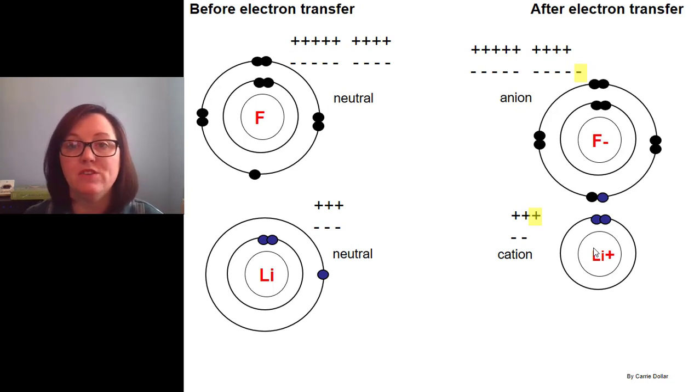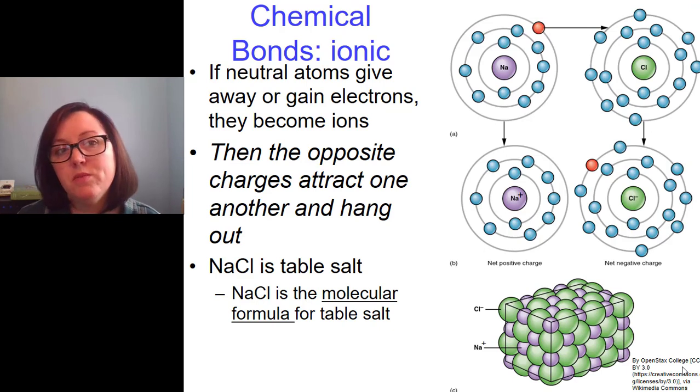And then the ionic bond is just the positive ion wanting to hang out by the negative ion. They just become associated with each other because of that electrostatic interaction, the interaction of the positive with the negative. So in summary, in an ionic bond, if a neutral atom gives away or gains electrons, then it will become an ion. Then the opposite charges just attract to one another and they hang out by each other, forming the ionic bond.